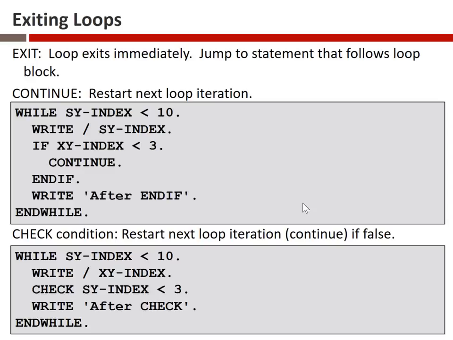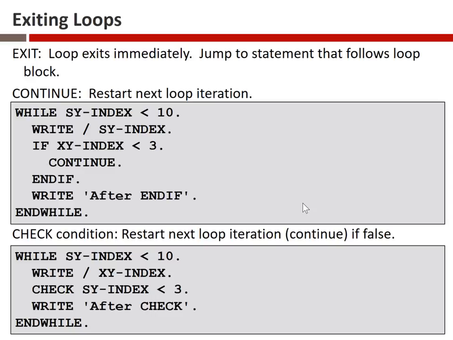While SY index is less than 10, write out SY index. That's a typo there, that should say SY index, not XY dash index. And so I'm going to check: is SY index less than 3? You're basically saying check to make sure that's the case. And if it is the case, thumbs up, we keep going. But if I fail that check condition, I don't exit the loop. I just go back up and start the next lap.